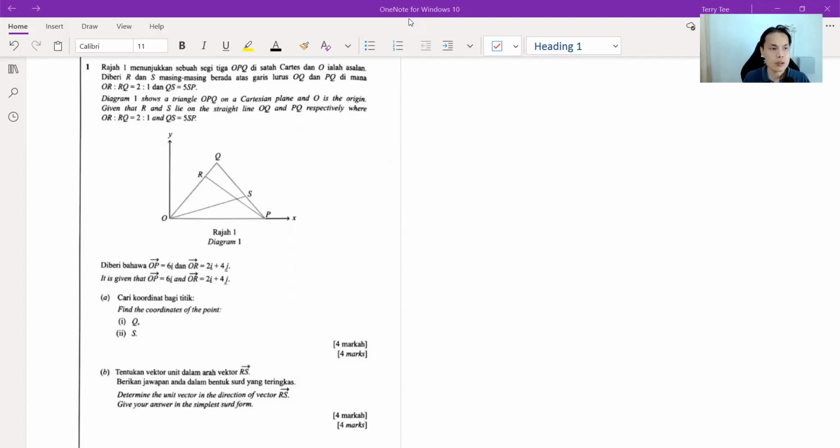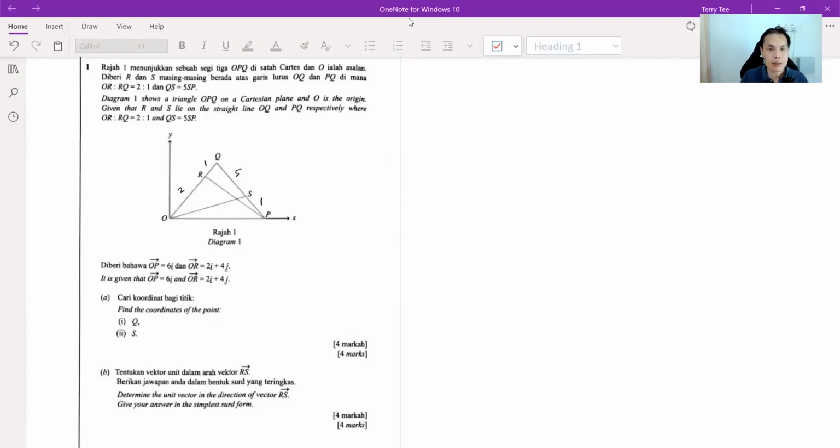So in this question, we have a triangle OPQ on the Cartesian plane, and this is a question from the chapter Vector, and O is the origin. Now, R and S lie on straight line OQ and PQ respectively. The ratio of OR to RQ is 2 to 1. Now, let me label here. This is 2 and 1. And QS is 5 times of SP. That means this is 5, this is 1. Okay, you're given vector OP, you're given vector OR, you're supposed to find coordinate point Q.